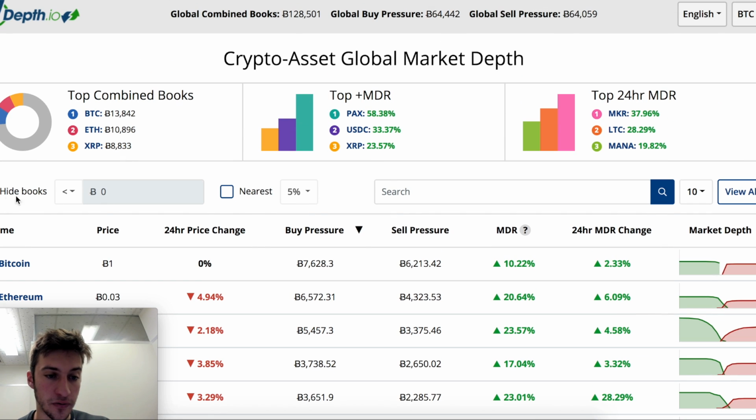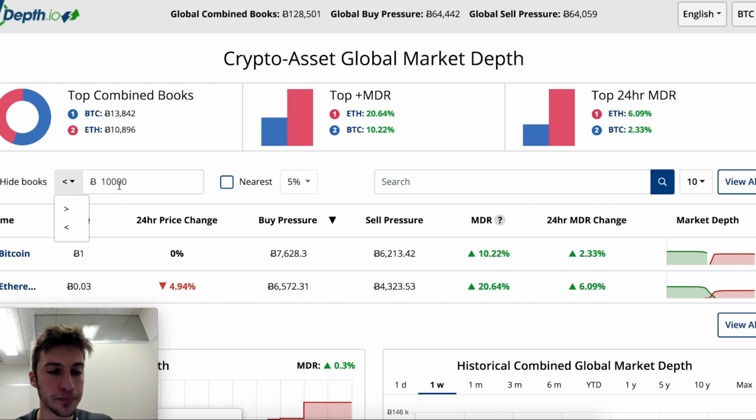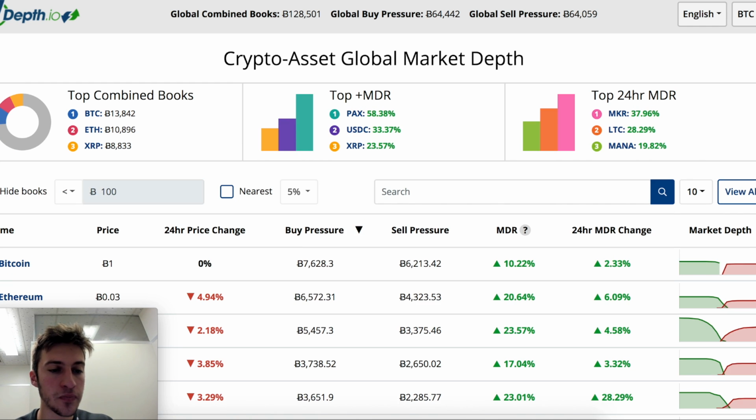Also, you can do a filter. You just click that, and if you want to get only coins that have a lot of volume on their order books, you can do that.